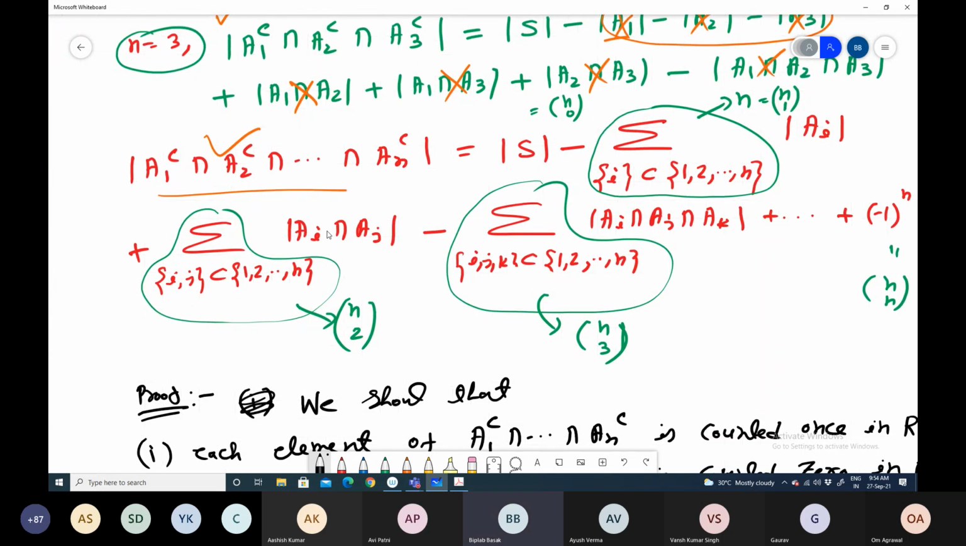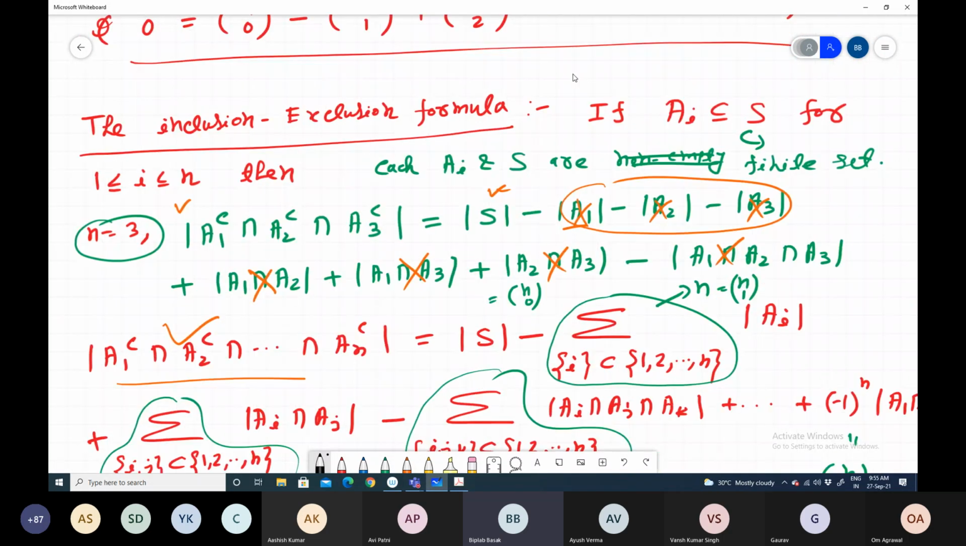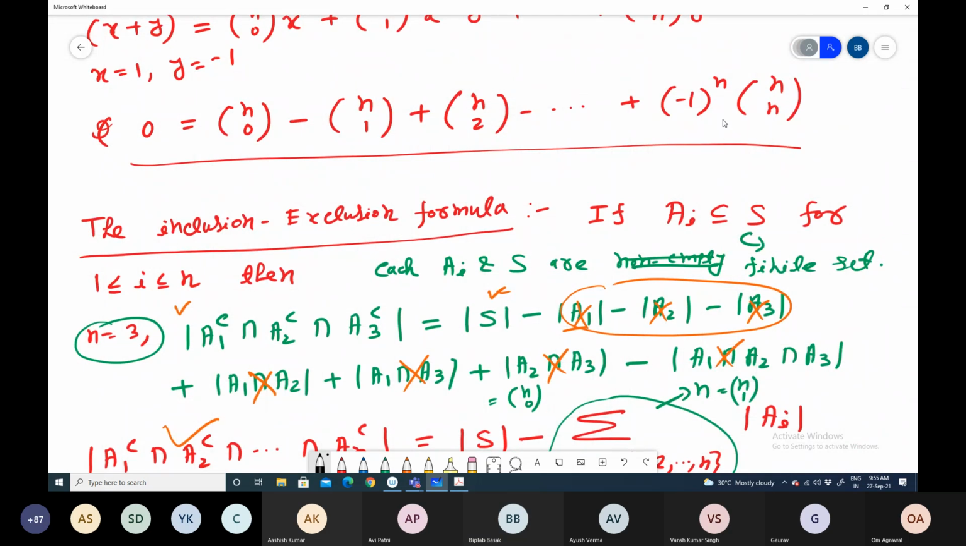Can you tell me how many sets are there? Sir, k choose 2. Right, here we will have k choose 2. So we have k choose 0 minus k choose 1 plus k choose 2, similarly minus k choose 3, and similarly we will have minus 1 power k, k choose k. And by the binomial theorem, we have seen that that is actually 0. So therefore, the overall counting is 0 times.